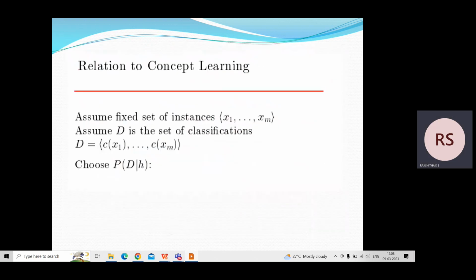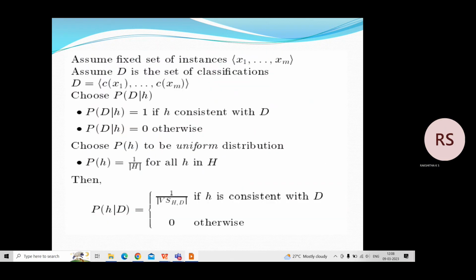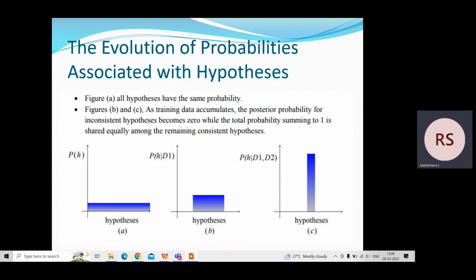So here is the relation we're going to make, the MAP with the concept learning methods. Here we have taken the final value: either it is consistent with respect to D, or it is 0 otherwise. Next topic is the evaluation of probability statistics.